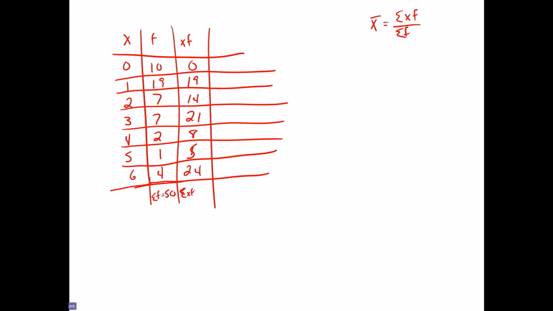Again, if I put this on the test, I'll give you the table layout and the formulas for grouped data, so you don't have to remember that. So it's 91. Then our sample mean is going to be 91 divided by 50, which is approximately 1.8. All right, still with me?